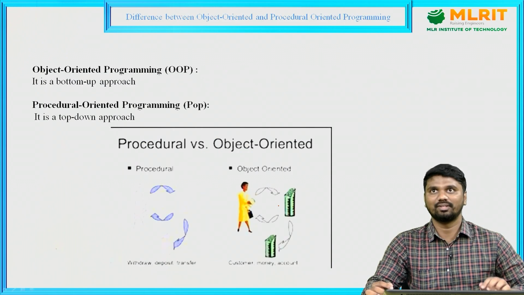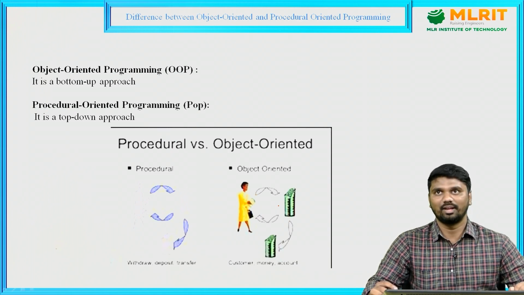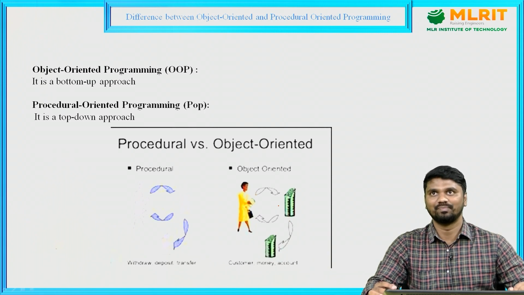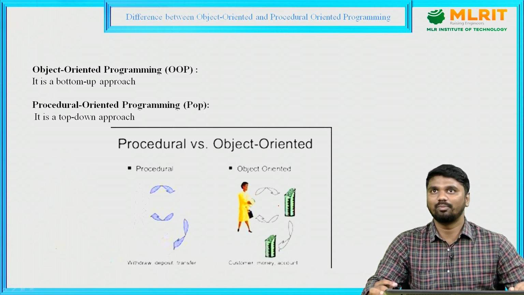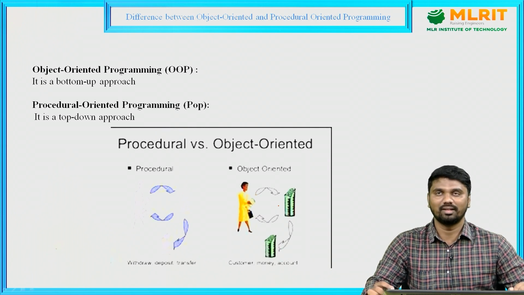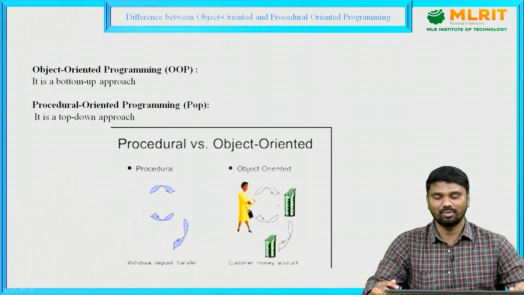Before that, we have to know the differences between object oriented and procedure oriented programming. Object oriented and procedure oriented are both different programming approaches and both have different programming languages. For example, in an object oriented programming language, the instructions are compiled from bottom to up. That means it follows a bottom to up approach. And in a procedure oriented programming language, it is a top down approach.